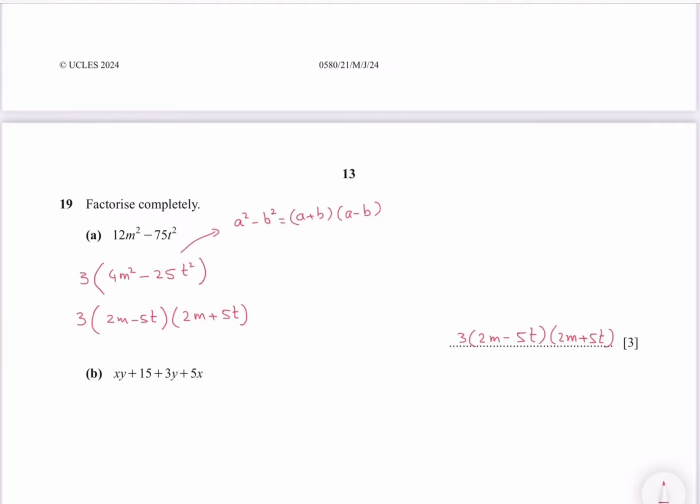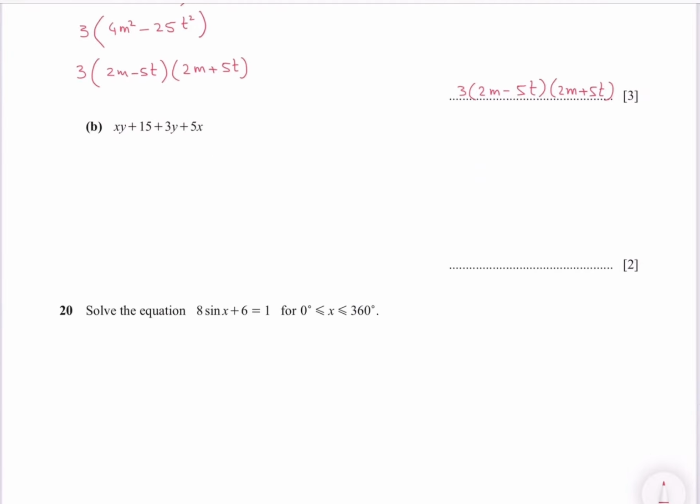Part B, xy plus 15 plus 3y plus 5x. So bring the y's together. So it becomes xy plus 3y plus 15 plus 5x. Now pick the common from the first two expressions. So y is common, it becomes y times x plus 3, and 5 common, so 3 plus x. So y plus 5 makes a bracket and x plus 3 is the same bracket. So pick one out of these two. So your answer is y plus 5 and x plus 3.